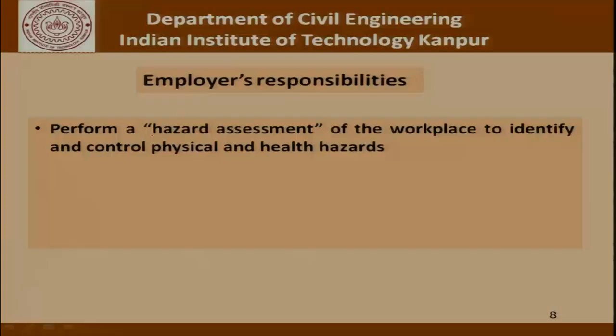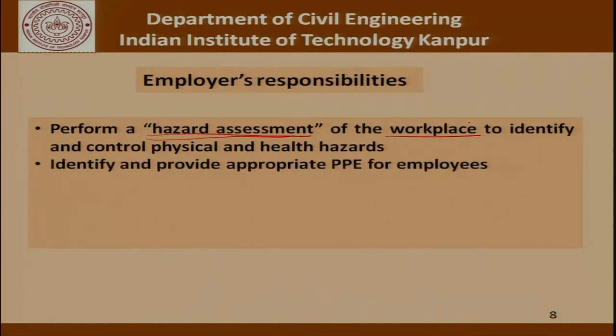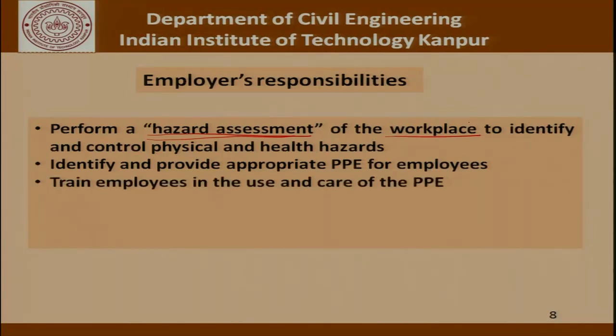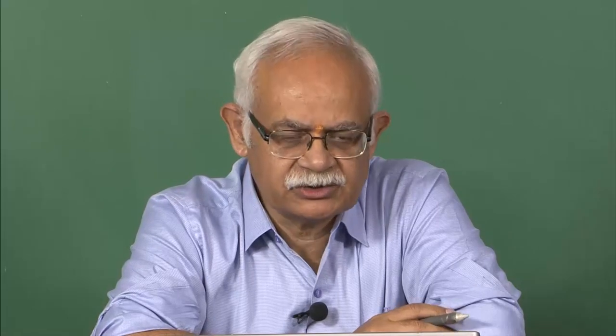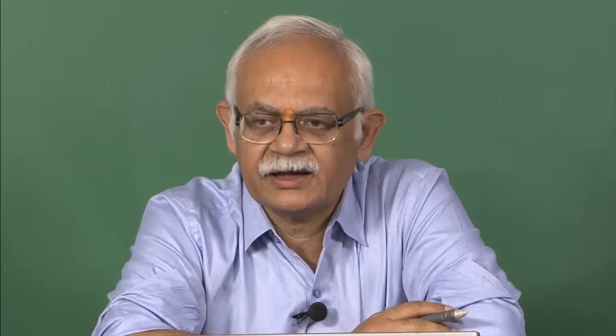And that's why the first step is to perform a hazard assessment of the workplace and find out what are the hazards that are involved, and then only we can make a decision as to what is the kind of PPE that would be necessary. So, identify and provide appropriate PPE to the employees, train the employees in the use of PPE and how to take care of it. So, for example, if it's a helmet or a jacket or gloves, it's not enough that these are simply provided. The employees must be able to use them and they should know how to take care of them.